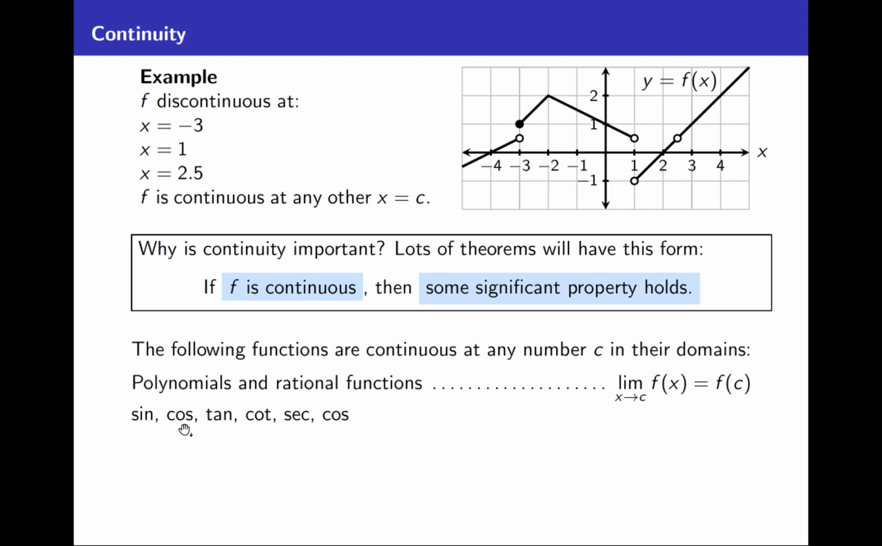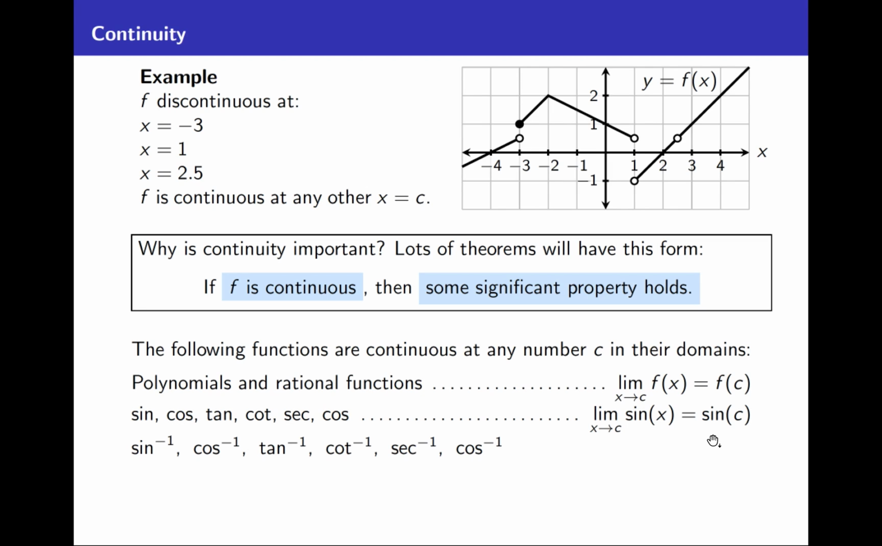The functions sine, cosine, tangent, cotangent, secant, and cosecant are all continuous at any number c in their domain. For example, we learned that the limit as x approaches c of sine of x equals sine of c. And that means this function is continuous at x equals c for any c, as long as c is in the domain of the function, meaning you can plug it in. The inverse trig functions, if you think about their graphs, are smooth, unbroken curves, so they're continuous at any value c in their domains.